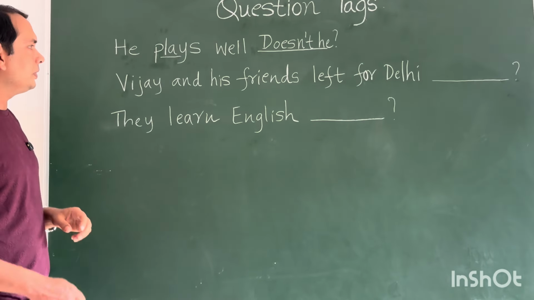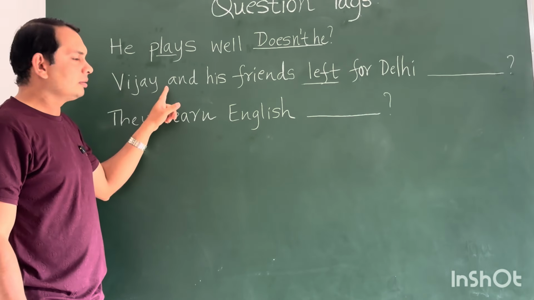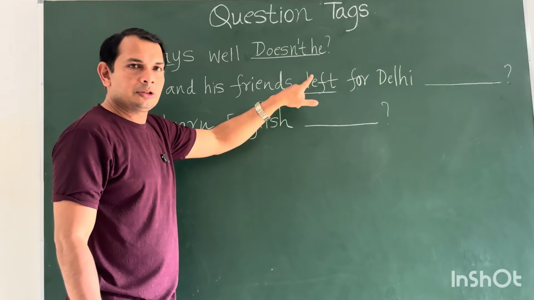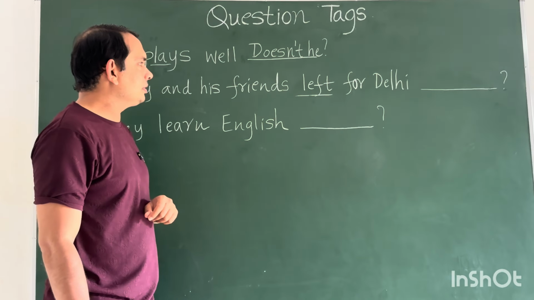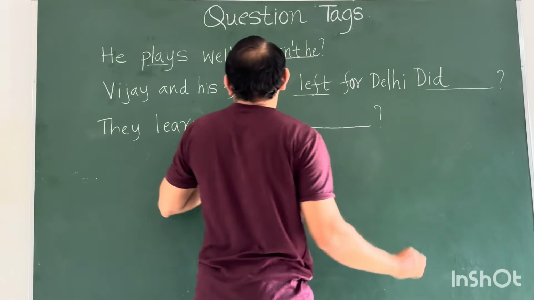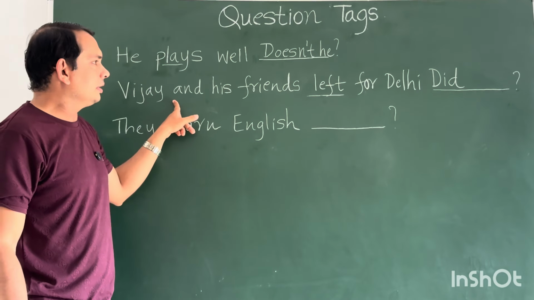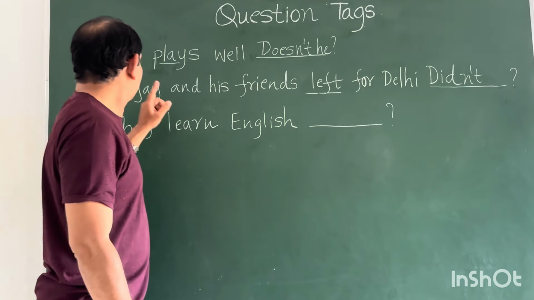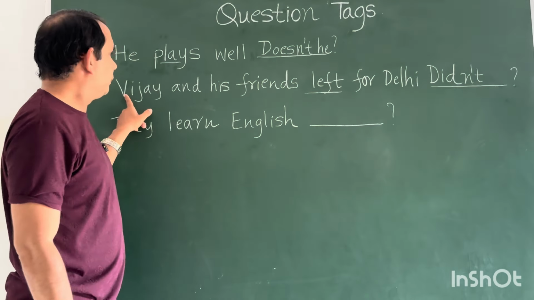Look at this example. Vijay and his friends left for Delhi. This sentence is in the past tense. The past form of the verb is used. We can say the second form of the verb is used. So we write did. This is a positive sentence, so we should add not. Vijay and his friends is the subject. It's a plural noun. For a plural noun, we use the pronoun they. Didn't they is the answer.